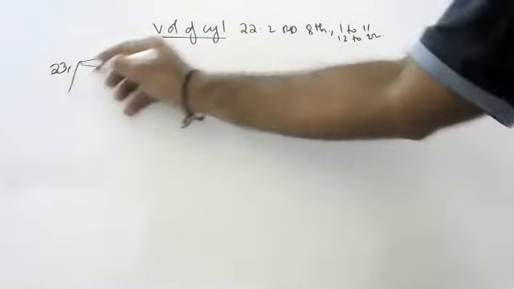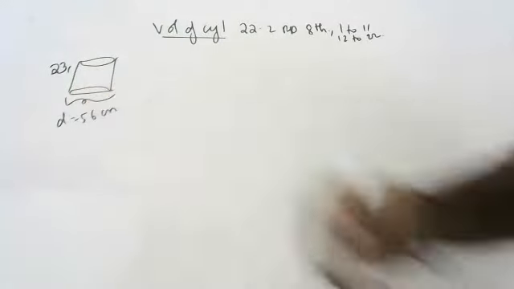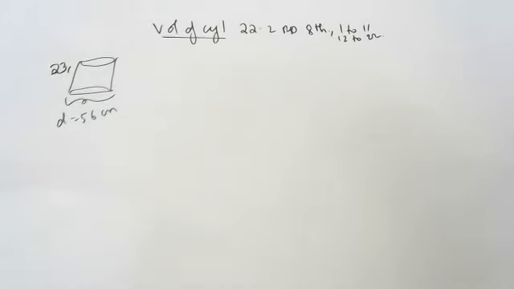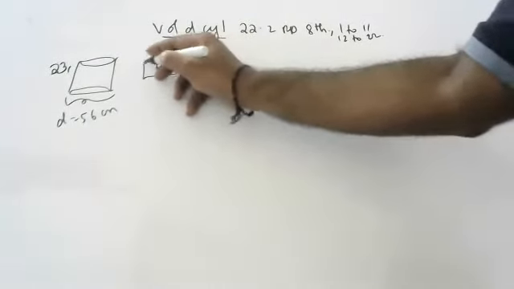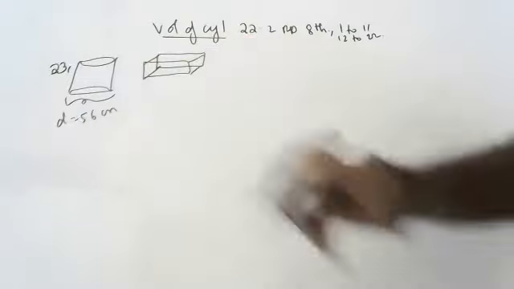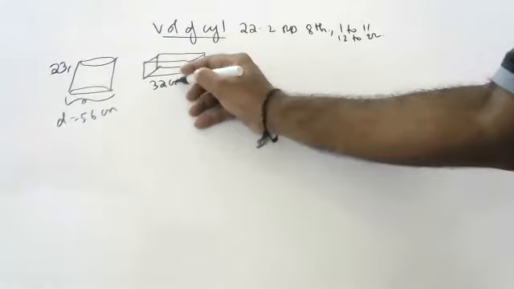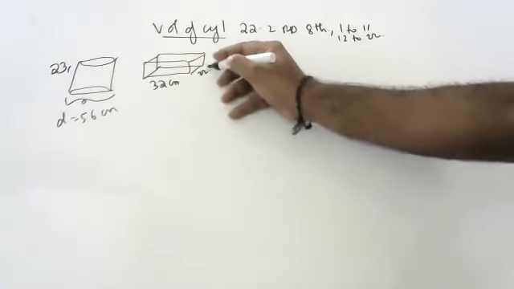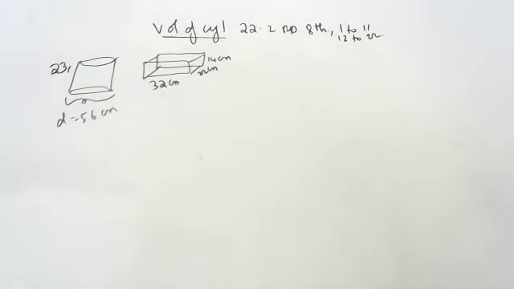A cylindrical container with diameter 56 centimeters contains sufficient water to submerge a rectangular solid of iron. Please see here, children. A rectangular solid of dimensions 32 centimeters, 22 centimeters, 14 centimeters. Find the rising level of water.